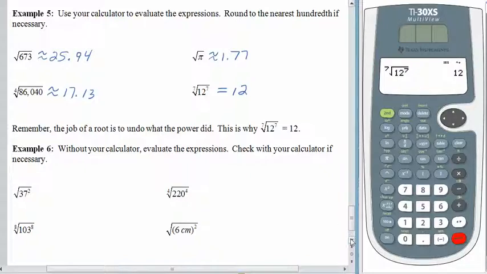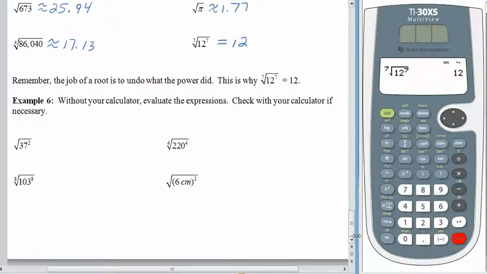All right, so down here at the end, a last couple for you. Remember, the job of a root is to undo what the exponents did. You should be able to do all of these really quickly and without your calculator. Pause the recording, see what you can do.